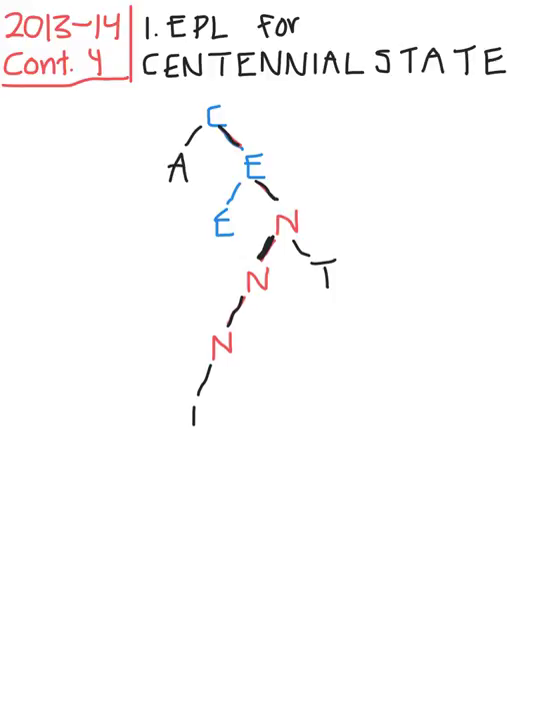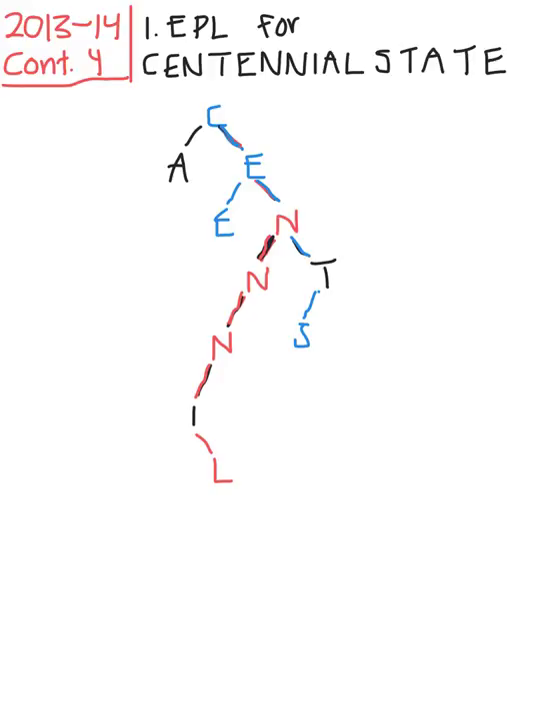Now we're at L. L is greater than C. L is greater than E. L is less than N. L is less than N. L is less than N, but L is greater than I. So here we go, L. Now we do S. S is greater than C, S is greater than E, S is greater than N, but S is less than T. So right here, we're going to go to the left, or put an S.